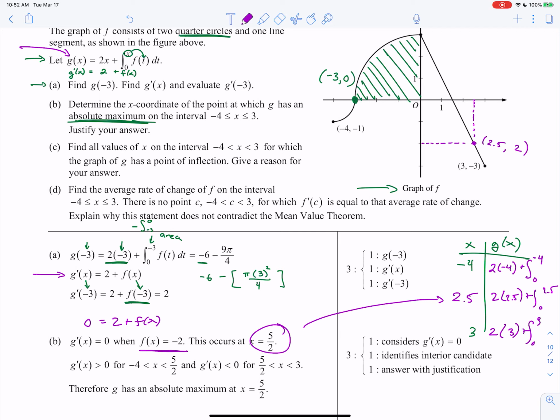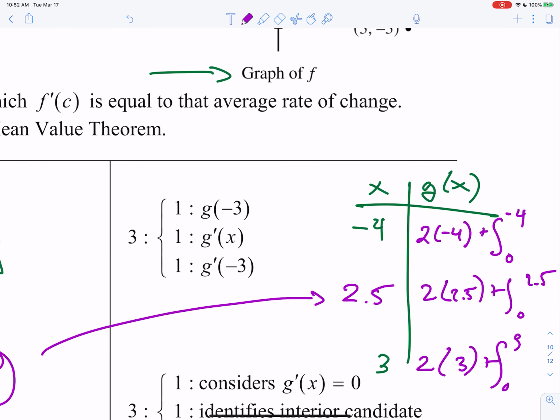So we're looking for an absolute max. Based on just these values, since 2 times -4 is -8, it's looking very unlikely that that first one is going to be the maximum. So I'm going to just skip that one there.